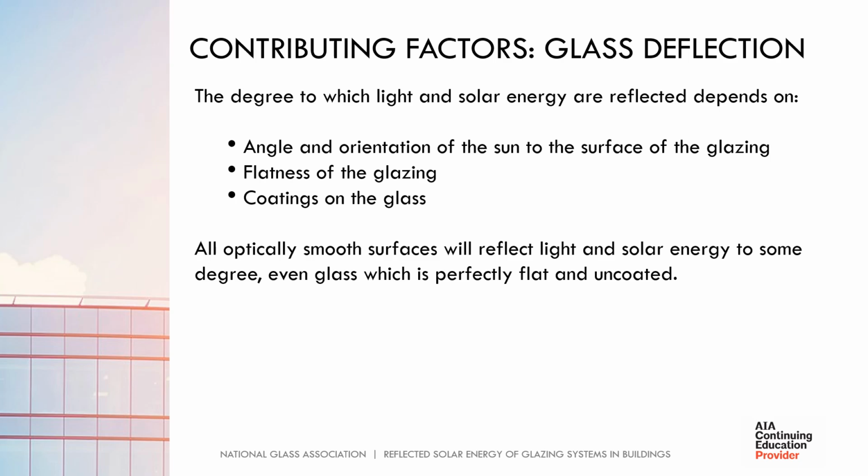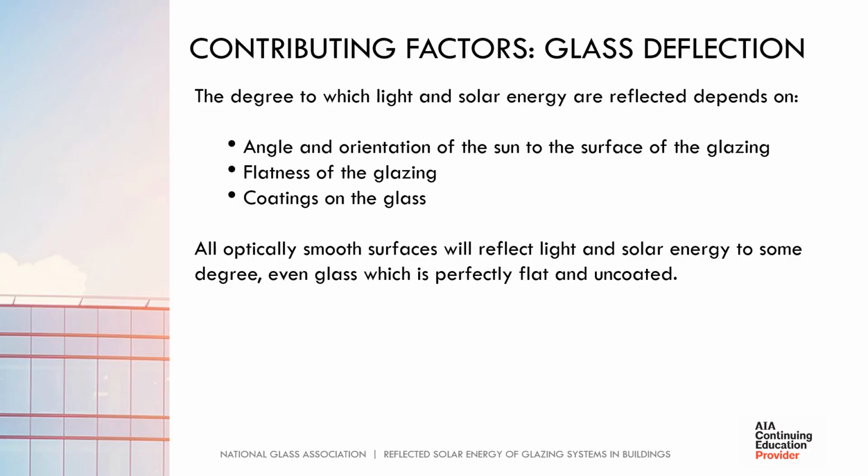Light and solar energy incident on glazing will be partially transmitted through the glass, absorbed by the glass, and reflected off the surfaces of the glass. The degree to which light and solar energy are reflected are dependent on a number of variables. These include the angle and orientation of the sun to the surface of the glazing, the flatness of the glazing, and any coatings that are on the glazing.